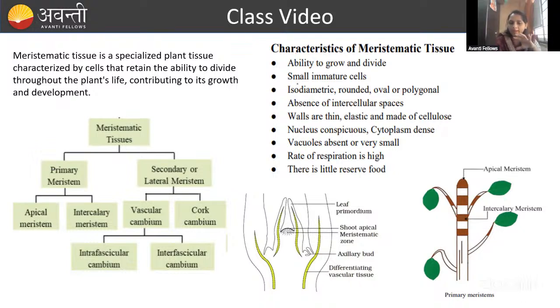Because the meristematic tissue is virus free. Okay, so no disease will come from that. So that's why, yes, a disease-free plant. Yes, so that's why we use the meristematic tissue. Okay, because they are rapidly dividing cells.